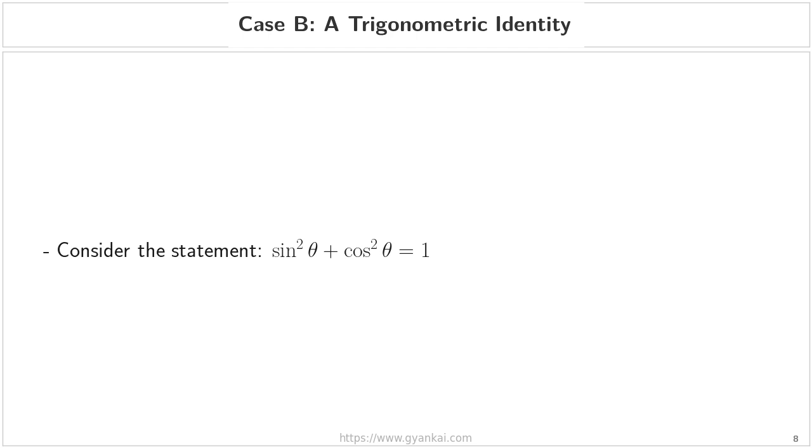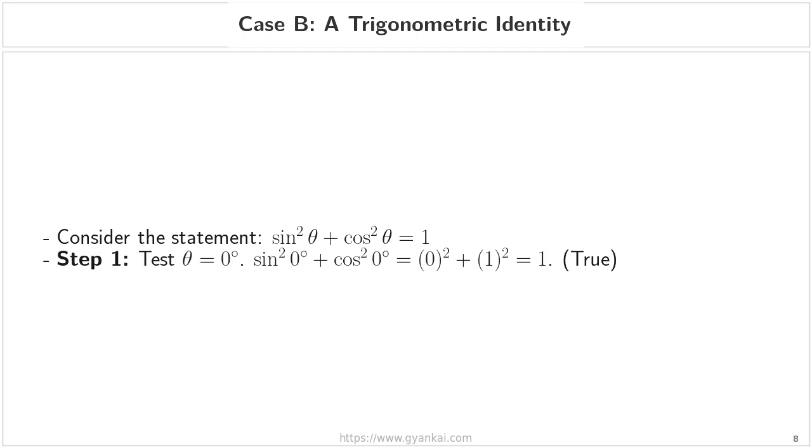First, let's consider the statement, sine squared theta plus cosine squared theta equals 1. To prove this is an identity, we need to see if it holds true for various angles, not just one. In step 1, let's test the angle theta equals 0 degrees. When we plug this in, we get sine of 0 degrees squared plus cosine of 0 degrees squared. Since sine of 0 degrees is 0 and cosine of 0 degrees is 1, the calculation becomes 0 squared plus 1 squared, which equals 1. So, the statement is true for 0 degrees.